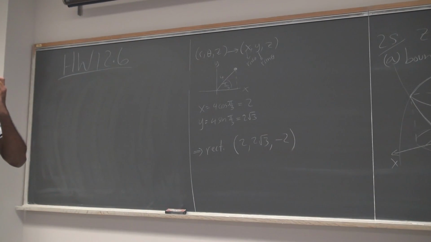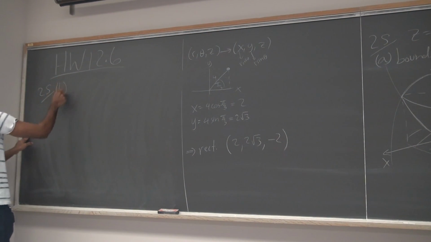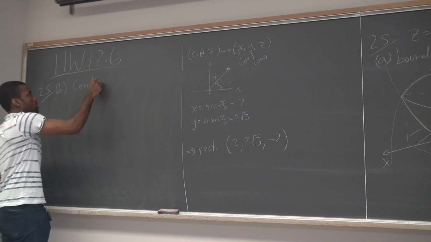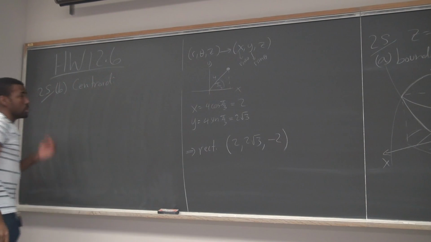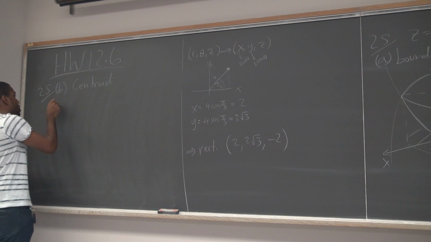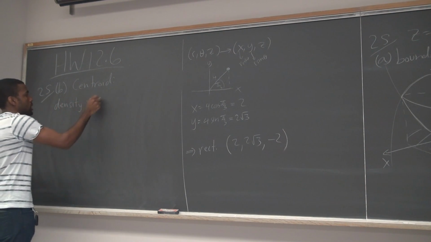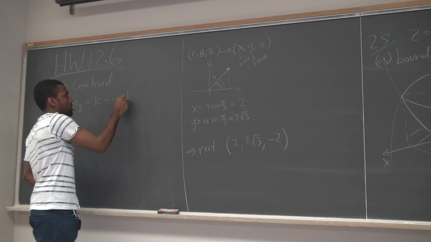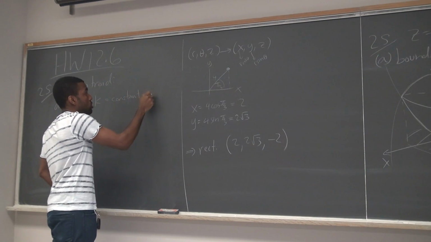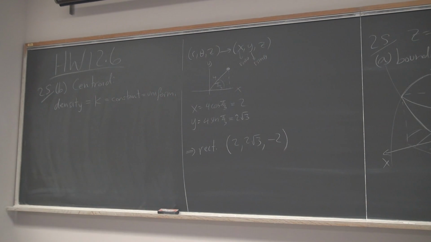So this is 25, Part B. We're after the centroid. Density equals K, that's just a constant, which means it's uniform, which means there are two pieces of information I already know.